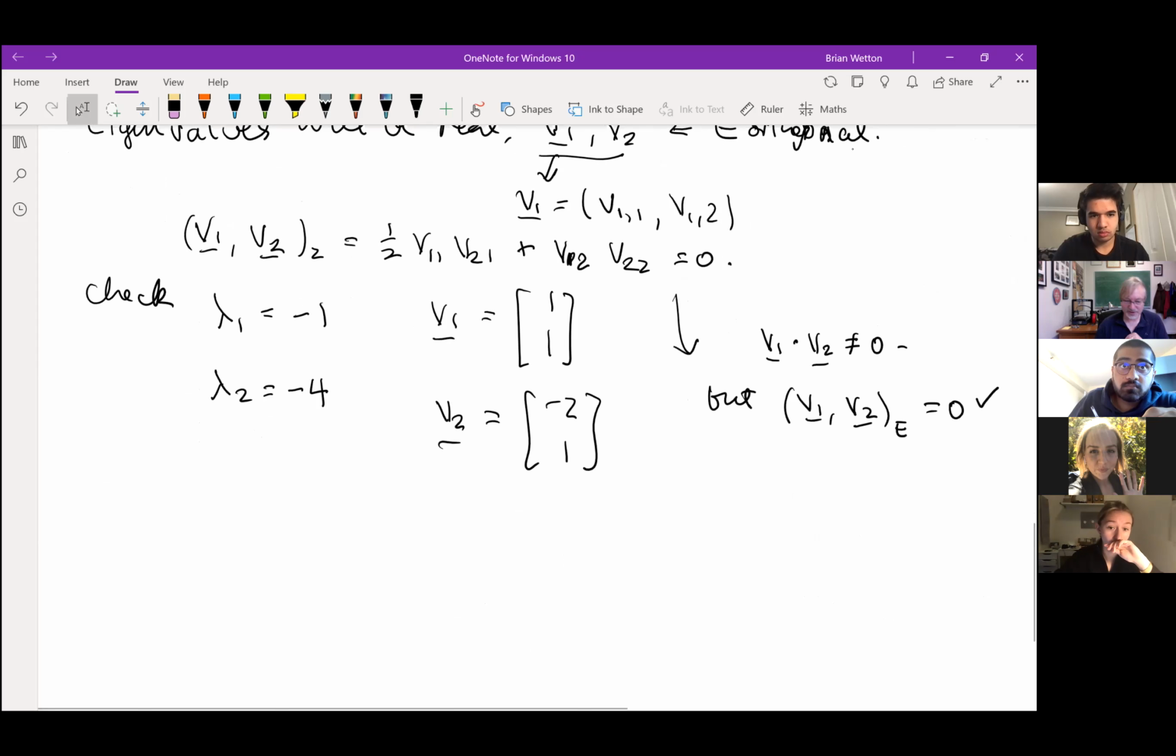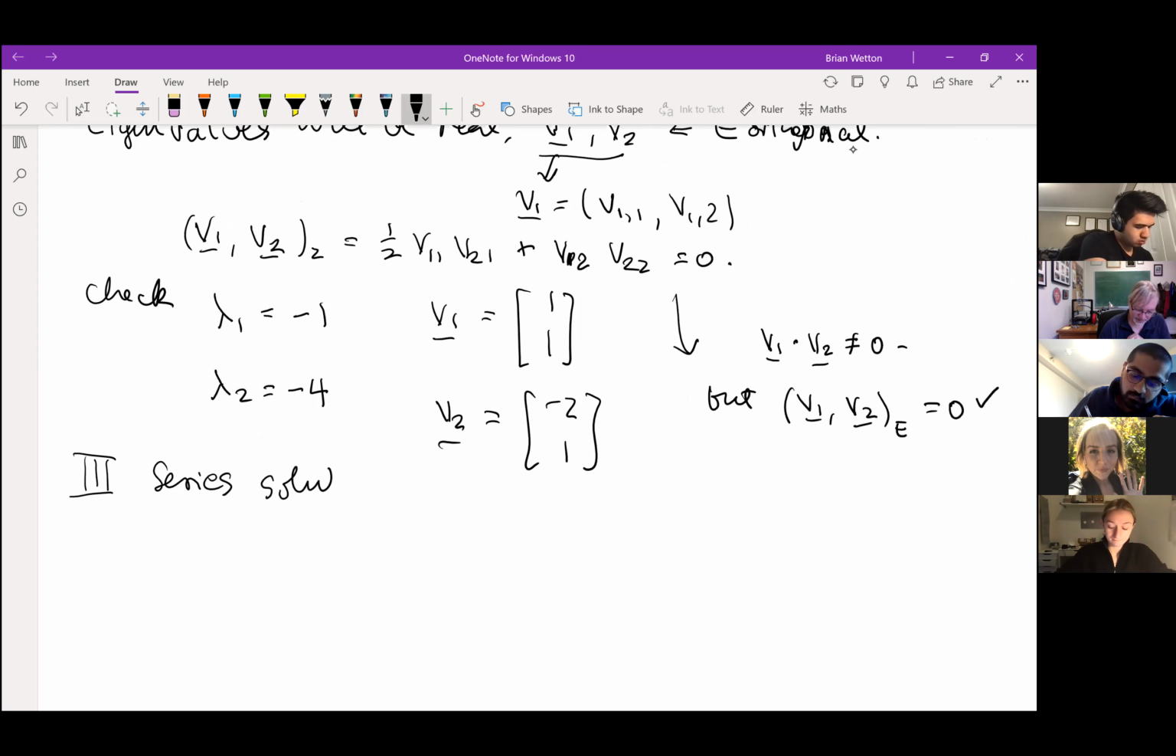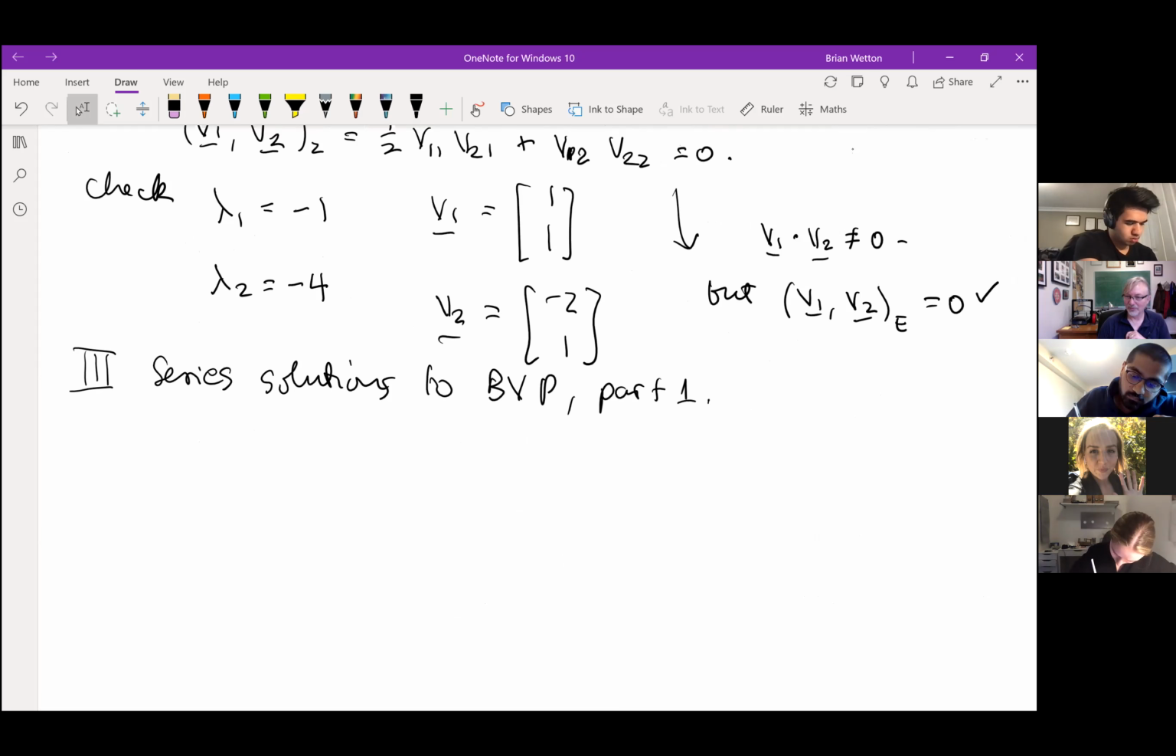Okay, so this is the warm-up for series solutions. So let's do the series solutions to boundary value problems. And I'm going to call this part 1, because we're going to come back to this after we take an aside and look at Green's functions, which are old news for some people.